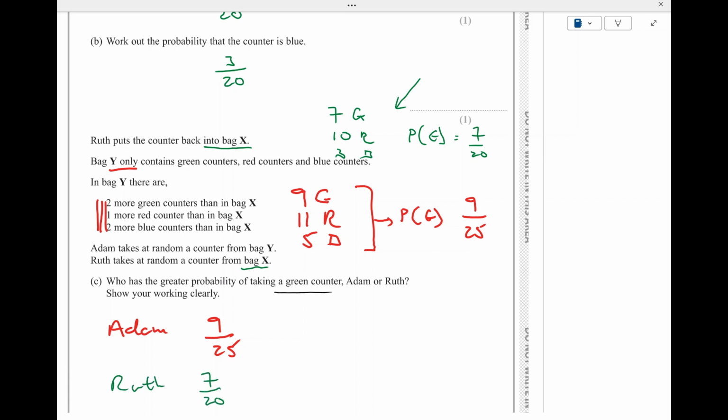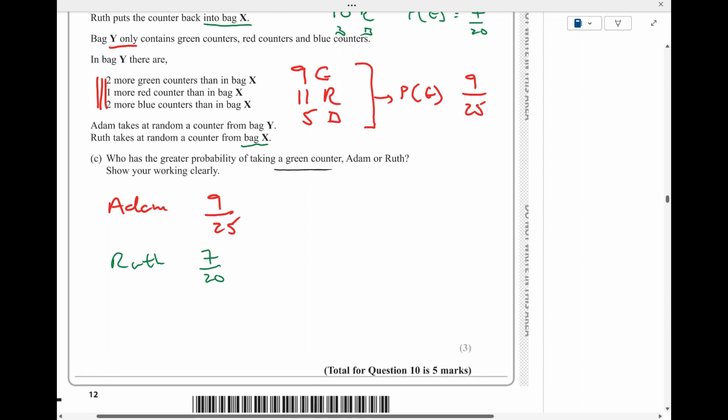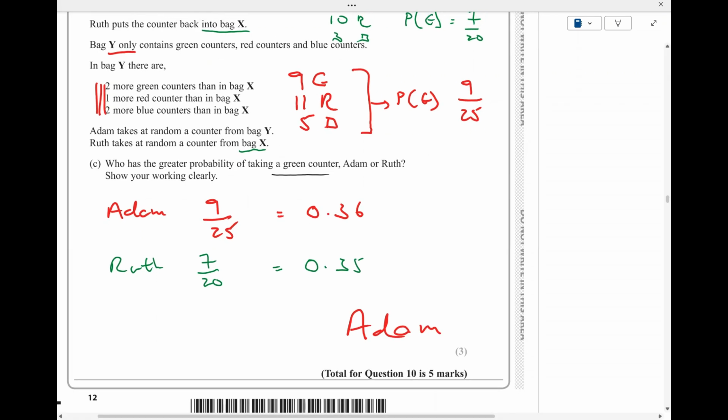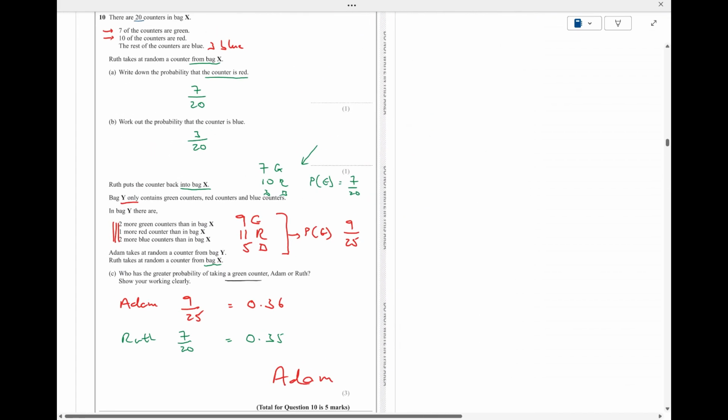7 out of 20. So what we're being asked is which one's bigger? 9 out of 25 or 7 out of 20? Well, I think what I'd do is I'd work them both out as a decimal. So on my calculator, I'm going to go 9 divided by 25 equals. So that one is 0.36. And Ruth, 7 divided by 20 equals, that one is 0.35. So who has the greatest chance of taking a green counter? Adam does. Okay, and that is question 10 done.